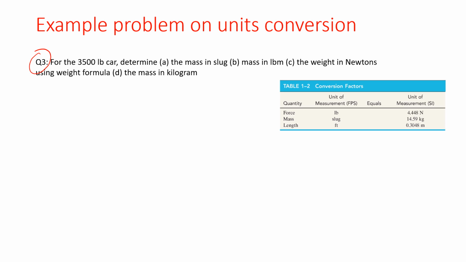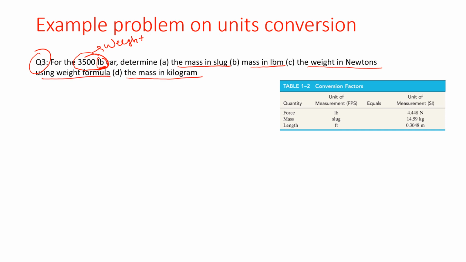So here for the car, which is 3,500 pounds, just pound means this is weight. This is the weight of the car. It's not mass. If it was mass, it should be pound mass. But here, pound simply means it is the unit of force or the weight. We need to determine the mass in slug, the mass in pound mass, the weight in newtons using the weight formula, and then the mass in kilogram.